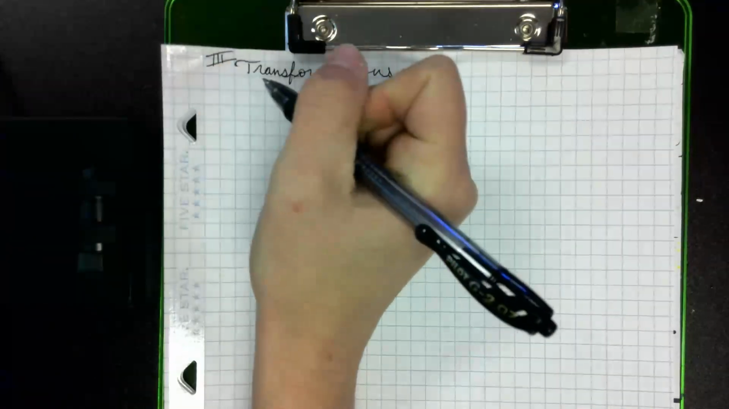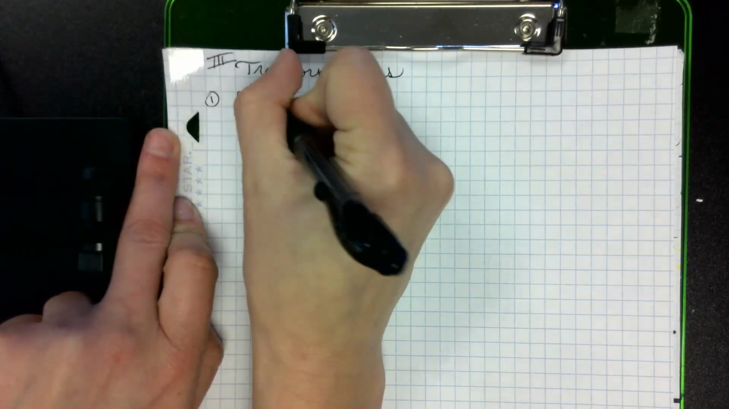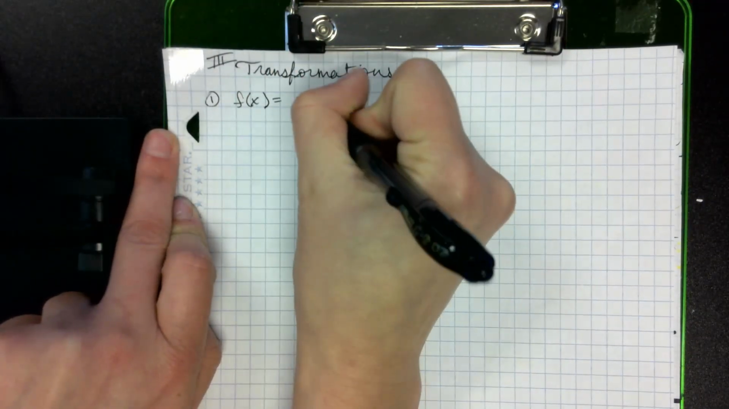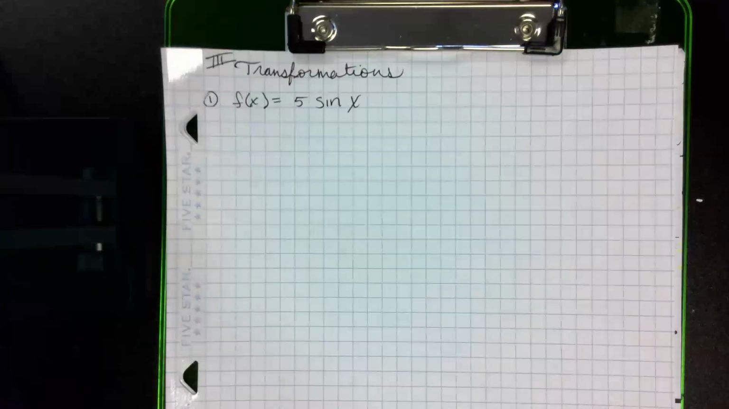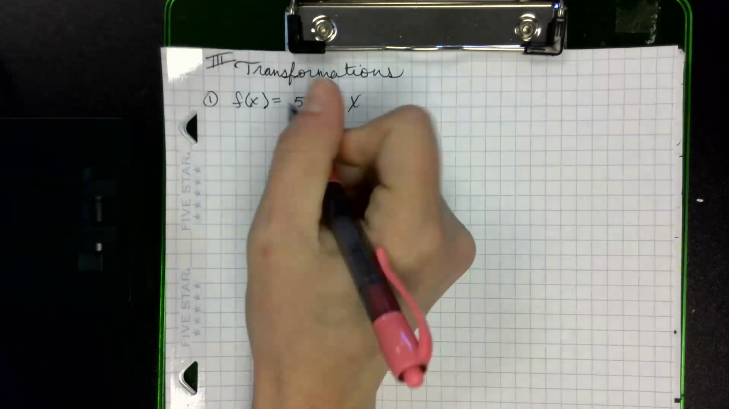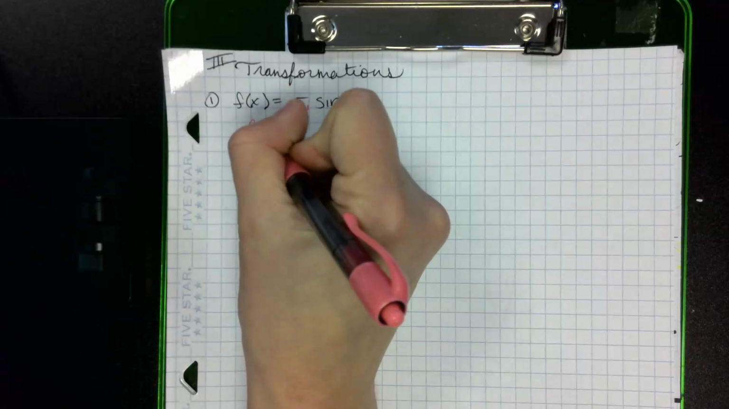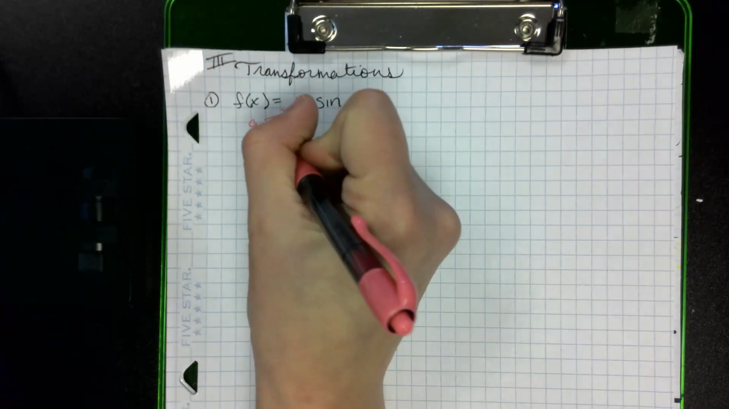Transformations. First one. We're going to graph f of x equals 5 sine x. So we need two things. We need to know the amplitude and the period. Amplitude is going to come from the A value. That's the A value, A equals 5.